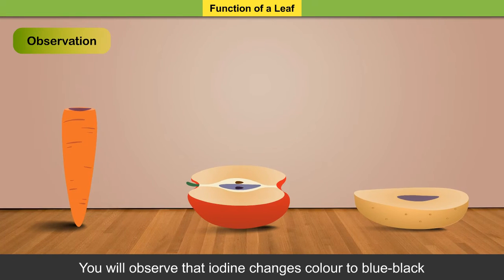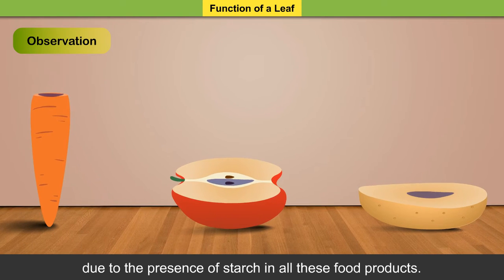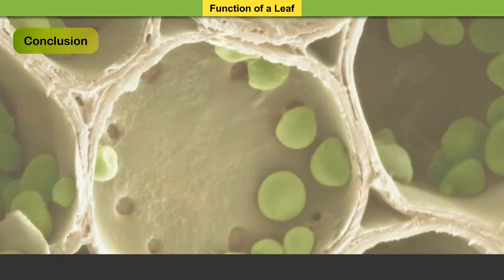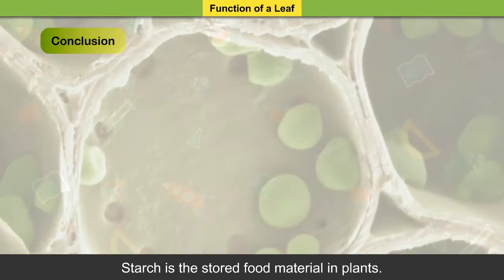Observation: you will observe that iodine changes color to blue-black due to the presence of starch in all these food products. Conclusion: starch is the stored food material in plants.